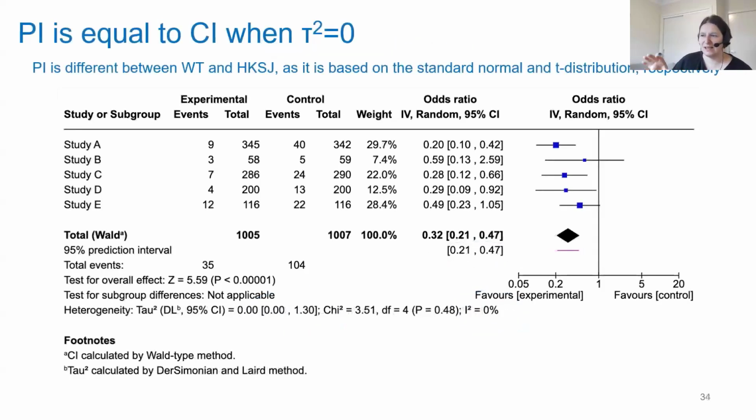Just a short note to say this slide here really shows 2 points. The first is that the prediction interval will equal the confidence interval when tau squared is equal to 0. And it also shows that the particular confidence interval method will determine something about how the prediction interval is calculated. So in this case, the Wald-type confidence interval method has been used, so the prediction interval has been calculated using the normal distribution quantiles. And what you can see here is because our estimate of tau squared is 0, essentially our prediction interval just collapses back to a confidence interval in this particular scenario.